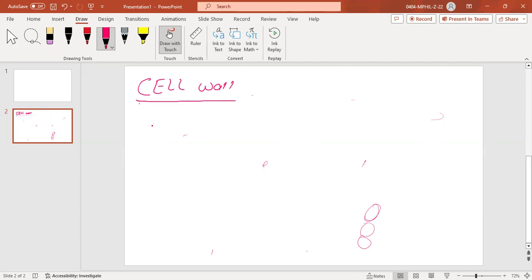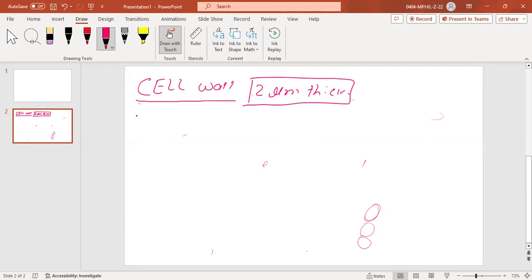Cell wall. Cell wall is about 2 micrometer thick. And the primary cell wall is rigid and made up of parallel polysaccharide cellulose fibers.